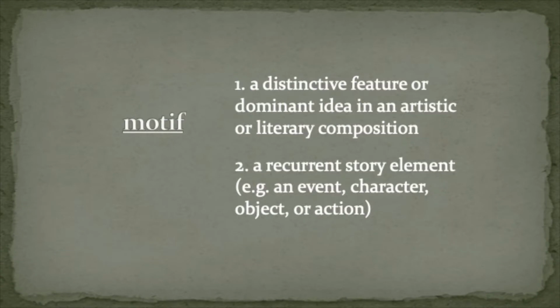So one of the ways that the ATU index groups stories together is by motif. A motif is a word that more generally we use to refer to any kind of distinctive feature or dominant idea that recurs in an artistic or literary composition. But a motif can also be used more specifically to refer to a particular recurrent story element, like an event, a particular type of character, an object with certain distinctive features, or an action that recurs throughout different versions of the same story and maybe also throughout different stories.